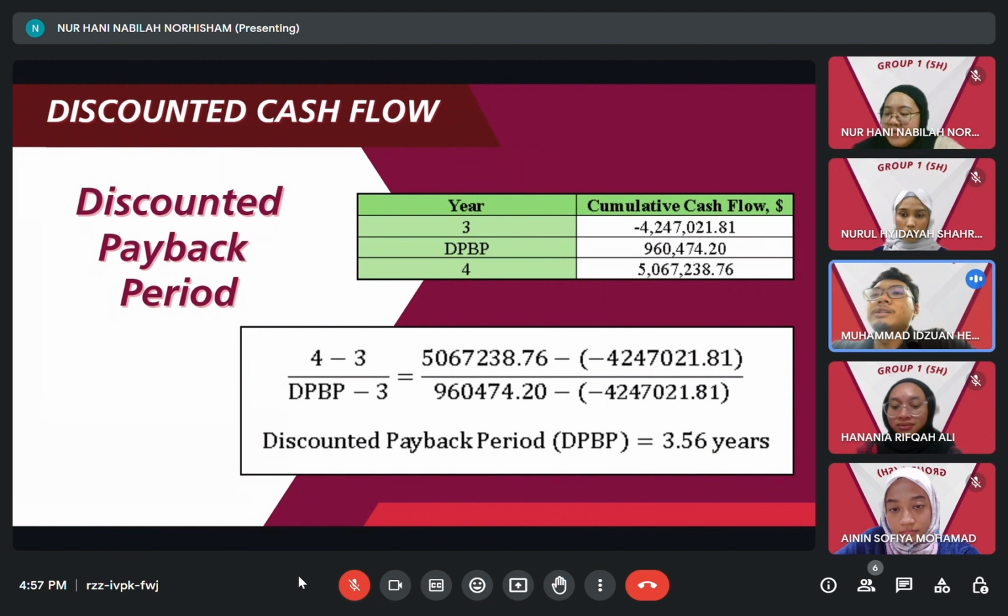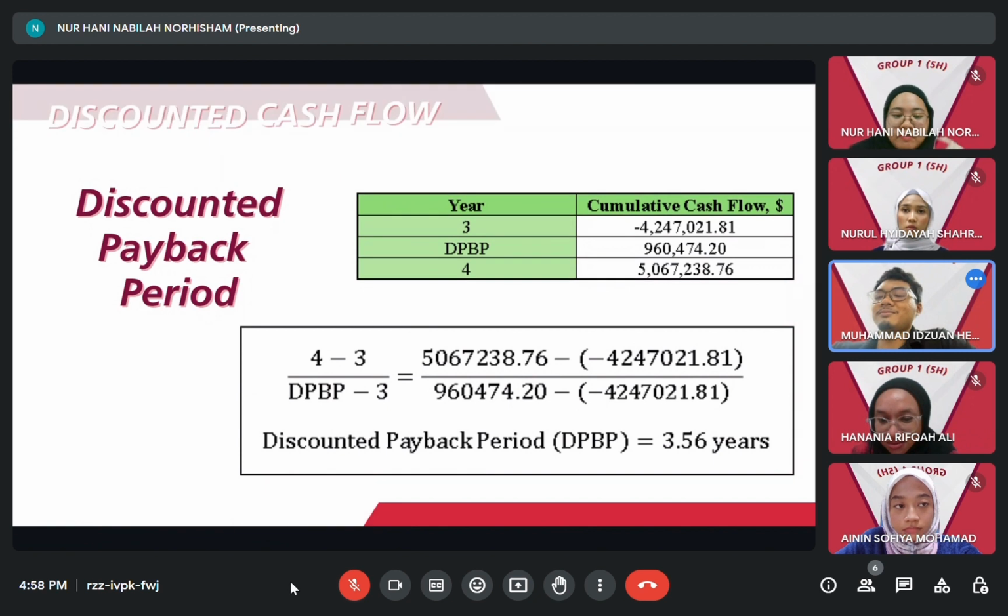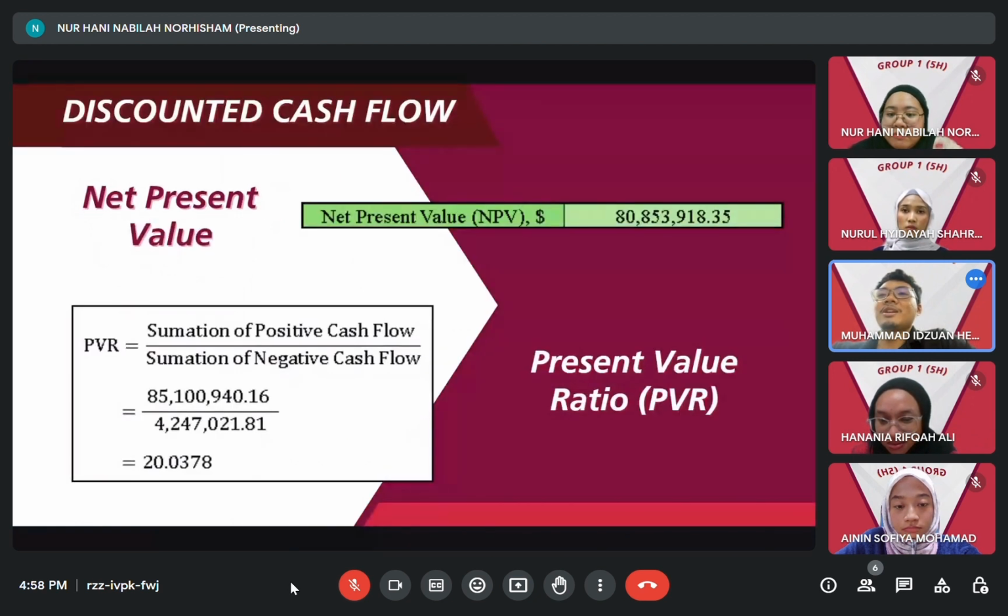Okay, for the discounted payback period, the discounted payback period is in between year 3 and year 4, at which the cumulative cash flow is the total cost of land plus working capital, which is 960,000 dollars. Then we obtain the discounted payback period is 3.56 years. The net present value, which is the final value of the cumulative discounted cash flow, is 80 million.